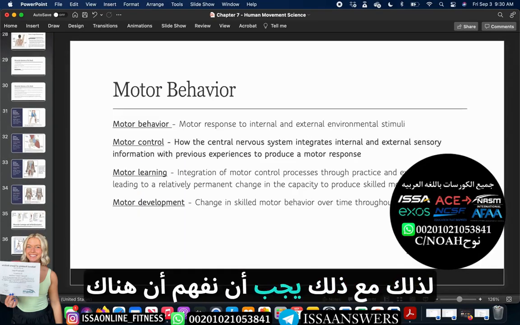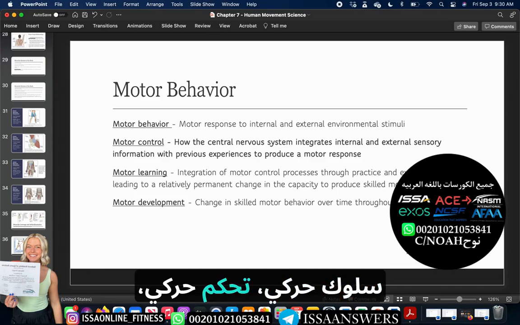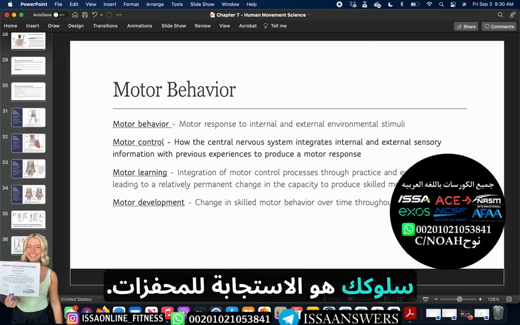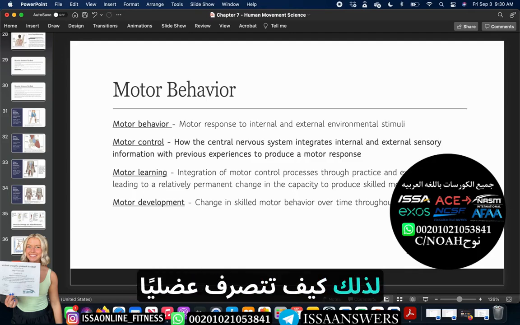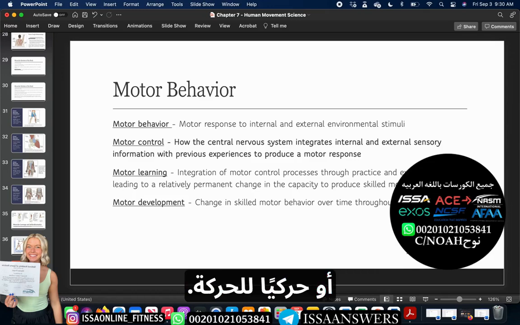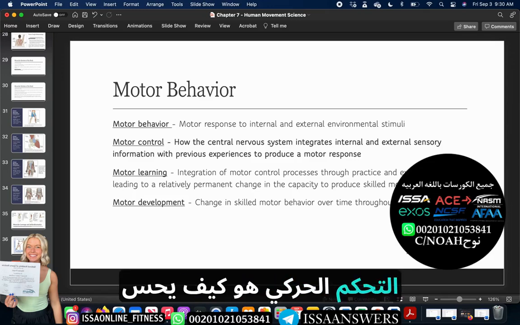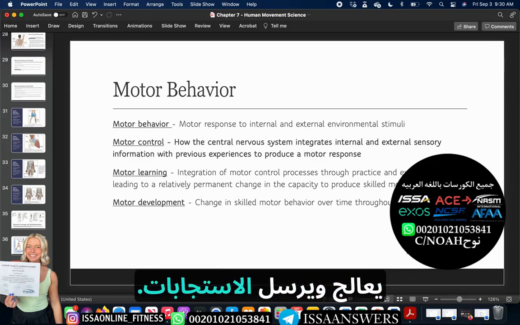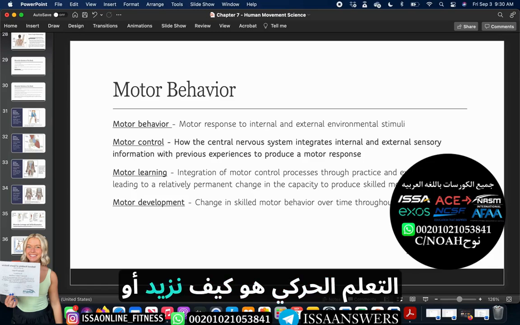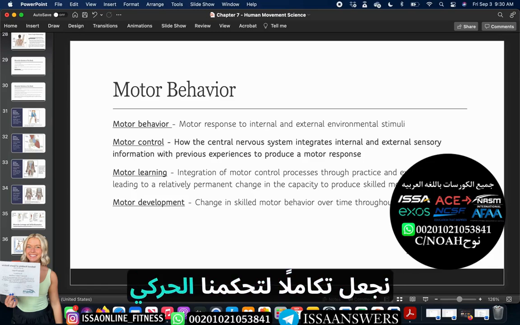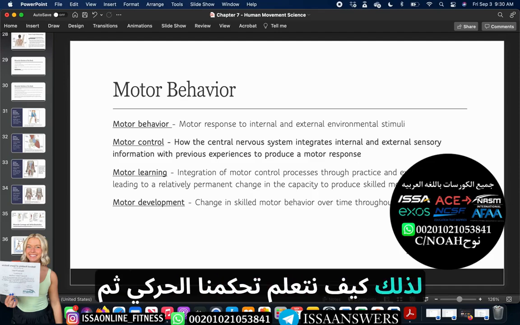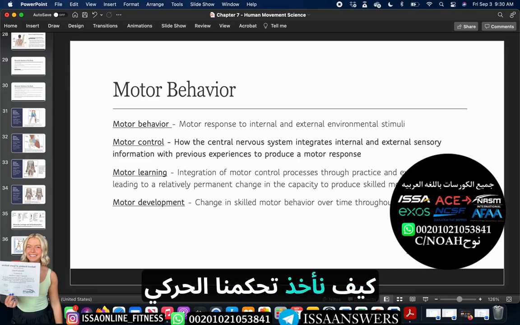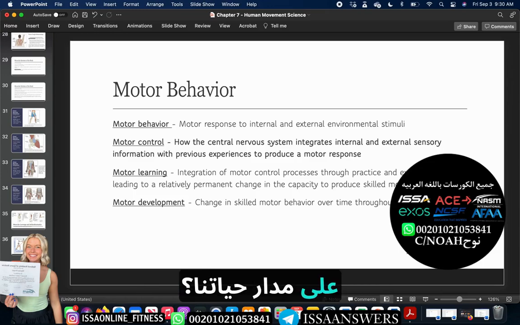Okay? So with that, we have to understand that there's motor behavior, motor control, motor learning, and motor development. All of these have specifics that we take into account. Your behavior is the response to stimuli. So how you behave muscularly or motor-based for movement. Motor control is how our central nervous system senses, processes, and sends out responses. Motor learning is how we increase or make an integration to our motor control through practice and experience. So how we learn our motor control. And then motor development is through the lifespan. How do we take our motor control and our motor behaviors and enhance them over the course of our life?